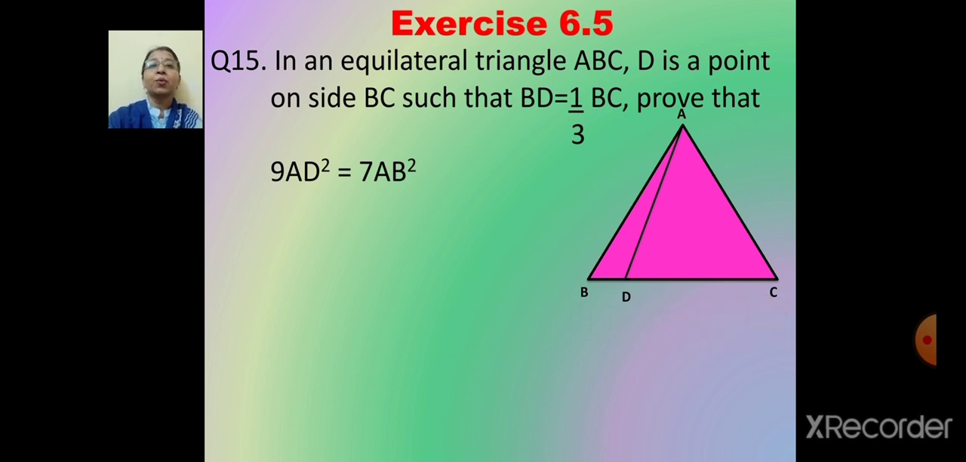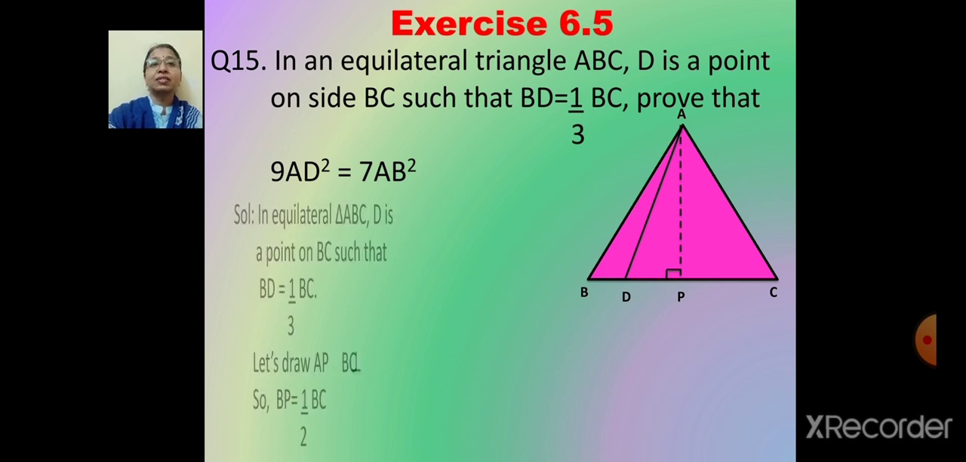So children, with this information, is it possible to get the square terms which are required in the expression? No. For this, to get the square terms, we need to do some construction in the diagram. So what is that construction? Let us draw a line segment AP perpendicular to side BC. Right? So now let us write down all these things in the given.